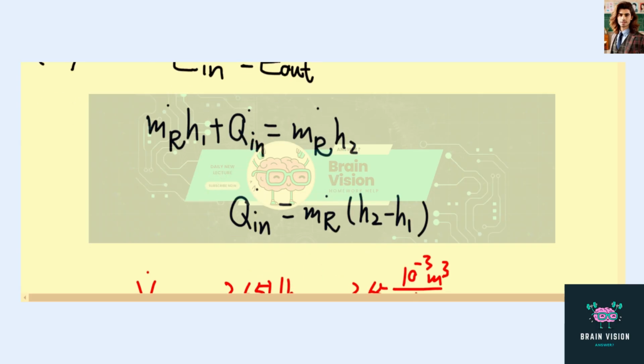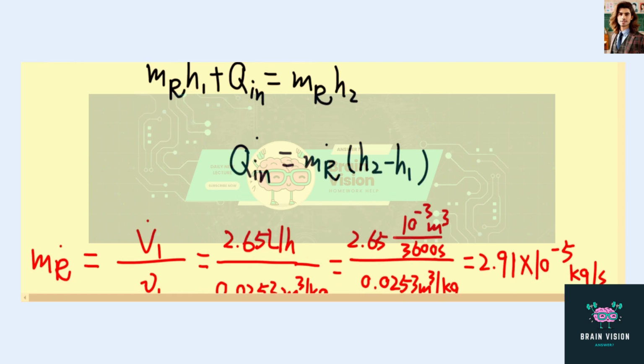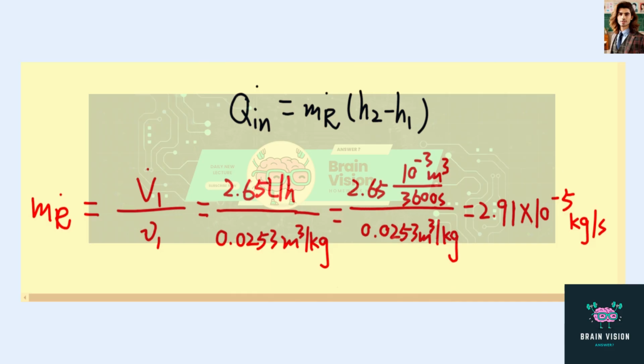If we do some arrangement here, we have Q dot in is equal to m dot R times h2 minus h1. So we know the mass flow rate for the refrigerants, m dot R here, can be equal to the initial volume flow rate of the refrigerants over the specific volume at the inlet, which is equal to 2.65 liter per hour over 0.0253 meter cube per kilogram. If we convert the units liter per hour to meter cube per second, eventually we'll have the mass flow rate for the refrigerants is about 2.91 times 10 to the power negative 5 kilogram per second.